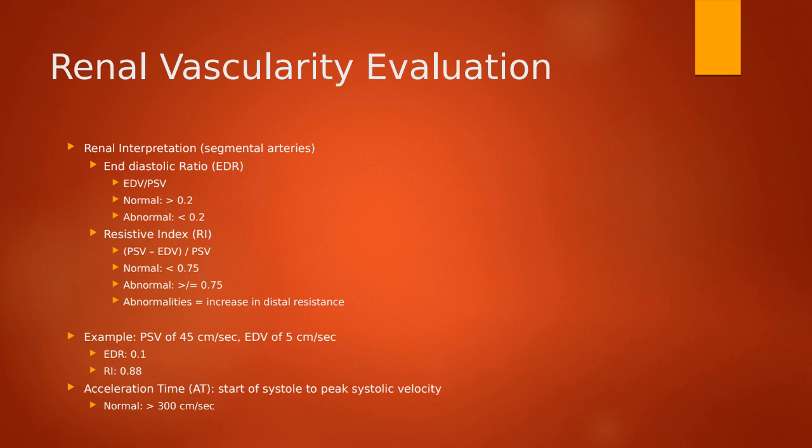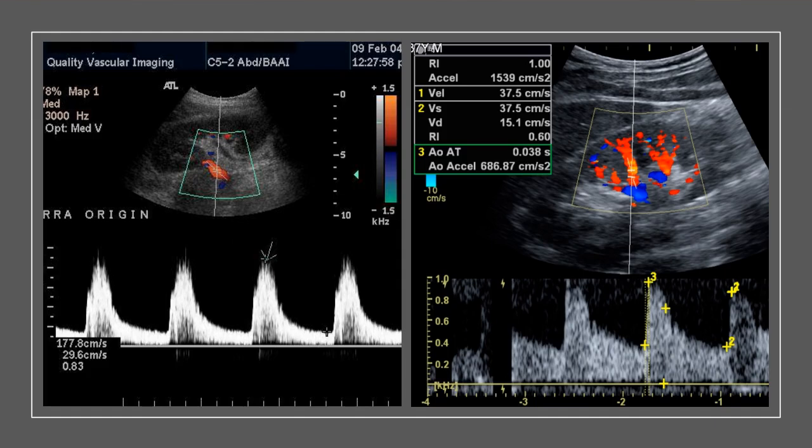So anything greater than 300 centimeters per second. And we'll take a look at what all of these look like on our next slide here. So here on the left-hand side, we are getting information that we can use for an RAR because we are Dopplering the renal artery.